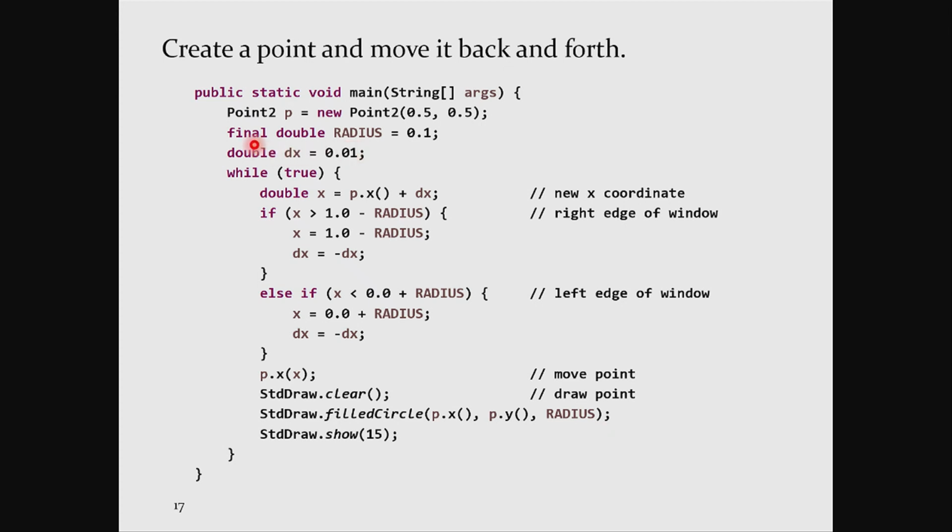And also there's this word final hanging out in the front. A final variable is a variable that you can only assign to once. Okay? So process that for a second. A final variable is a variable that you can only assign to once. If the type of the variable is primitive, which in this case it is, then a final variable is a constant. So here I've defined a constant whose value is 0.1.